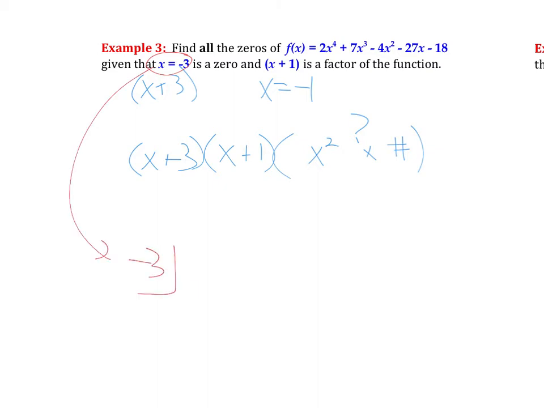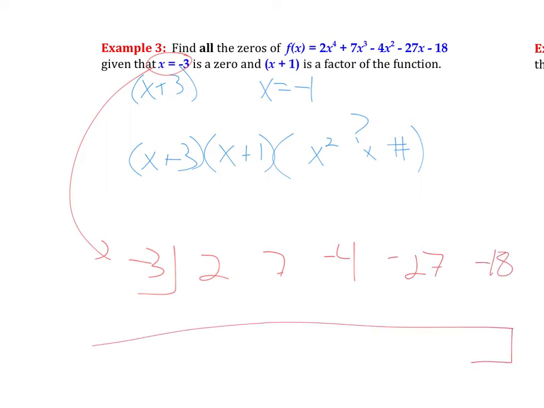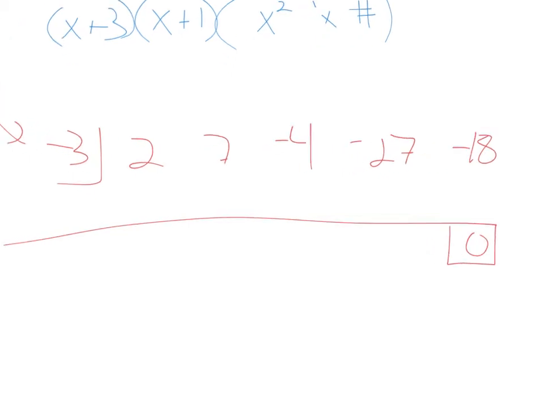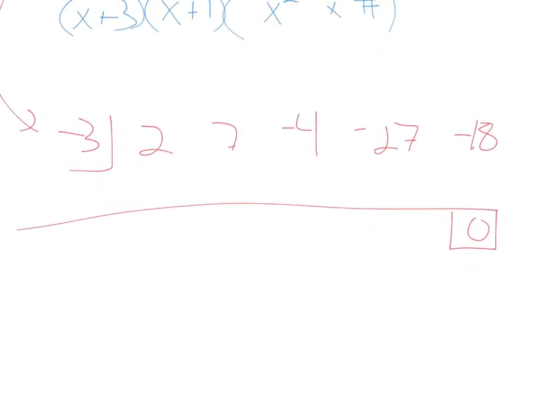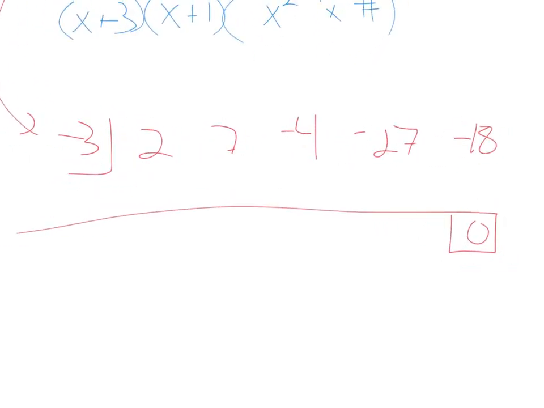All right, there's no skipped terms, so I can just write the coefficients: 2, 7, -4, -27, -18, and I'm preemptively going to throw a 0 because they're telling me it was a factor. Sorry for the terrible penmanship. All right, let's get mathing. We're going to start this off by dropping straight down with the 2.